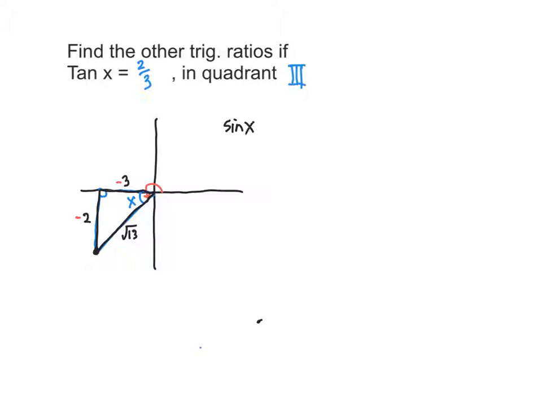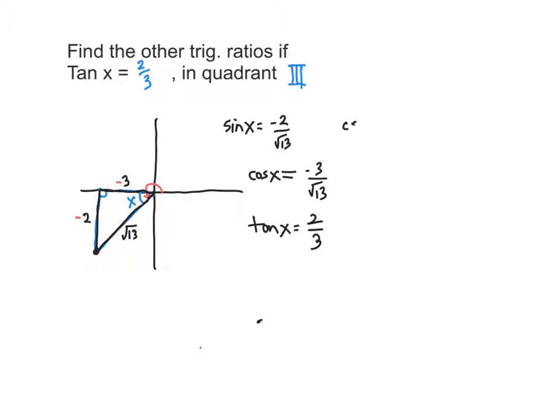So sine x equals opposite over hypotenuse, negative 2/√13. Cos x equals adjacent over hypotenuse, so negative 3 over root 13, and tan x is given in the question, 2/3.